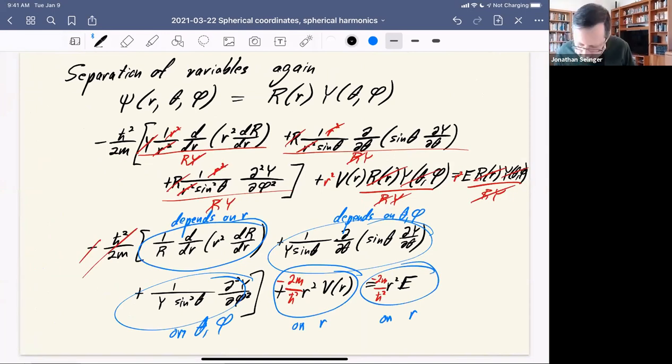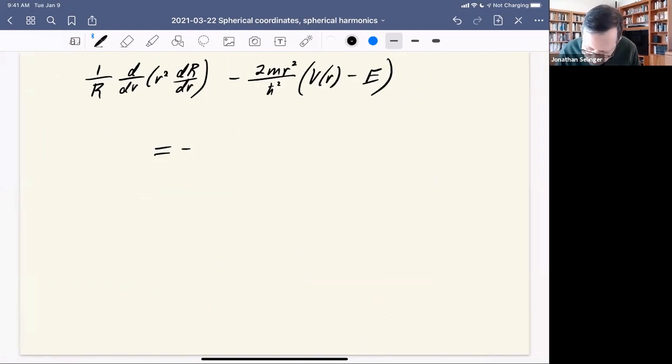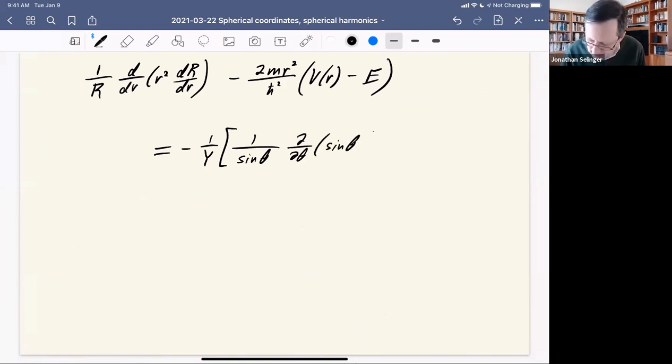Well, we have negative 1 over Y, and then 1 over sine theta d by d theta of sine theta dY/d theta, plus 1 over sine squared theta, the second derivative of Y with respect to phi.